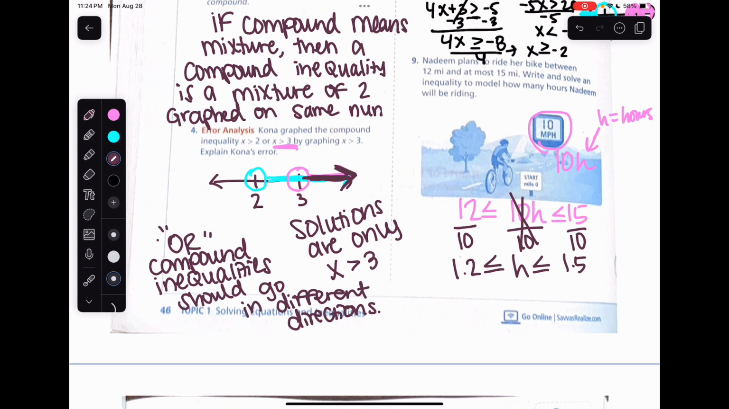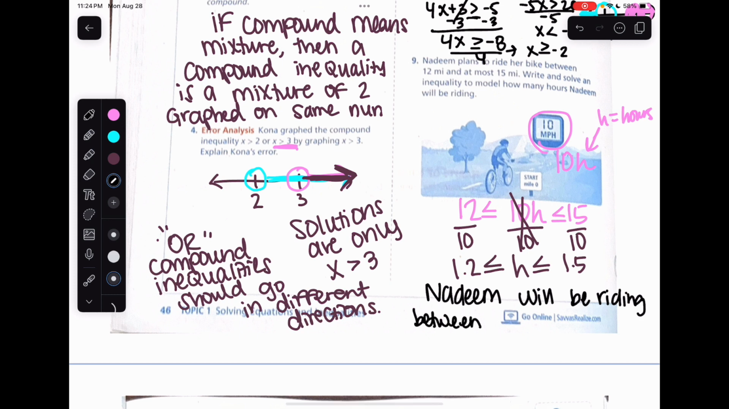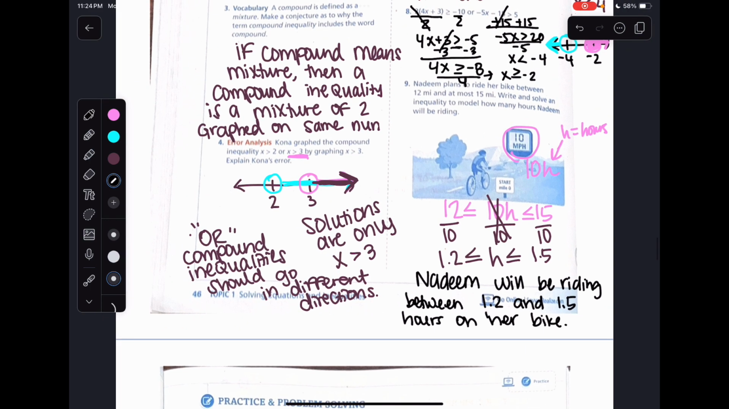Okay. And I'll put that in words. Nadim will be riding between 1.2 and 1.5 hours on her bike. All right, and there we go.